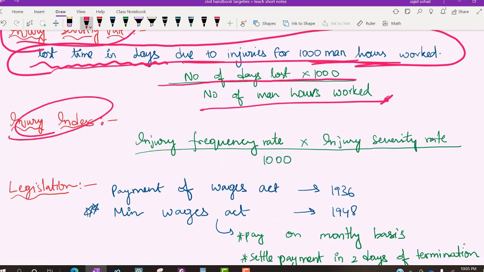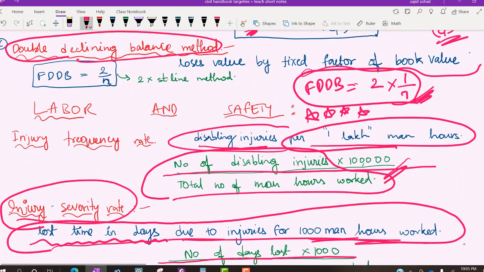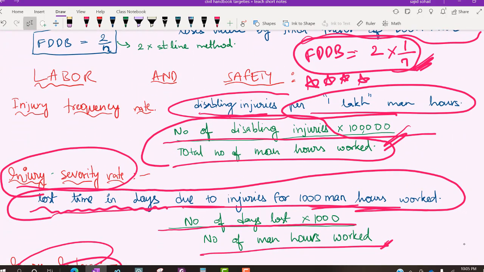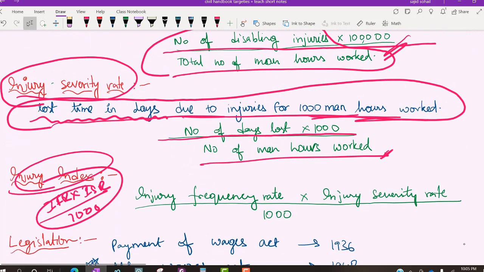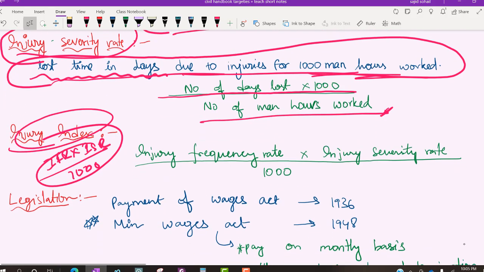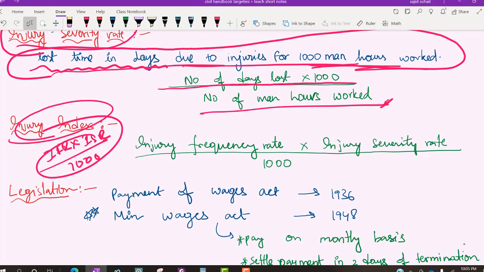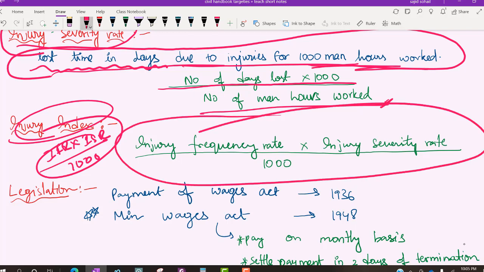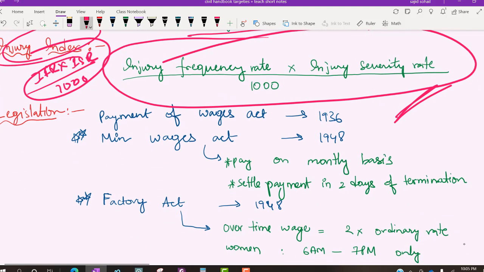Next is injury index. What is injury index? Very simple है. ऊपर के 2 formulas पढ़ा था ना, injury frequency rate into injury severity rate divided by 1000 कर लेना, that will be your injury index. So what is injury frequency rate? Number of disabling injuries divided by number of man hours worked into 1 lakh. Injury severity rate is number of days lost divided by number of man hours worked into 1000, and injury index is nothing but your injury frequency rate into injury severity rate divided by 1000. समझ में आ गया? End of story. 3 फॉर्मूला याद रख लो.